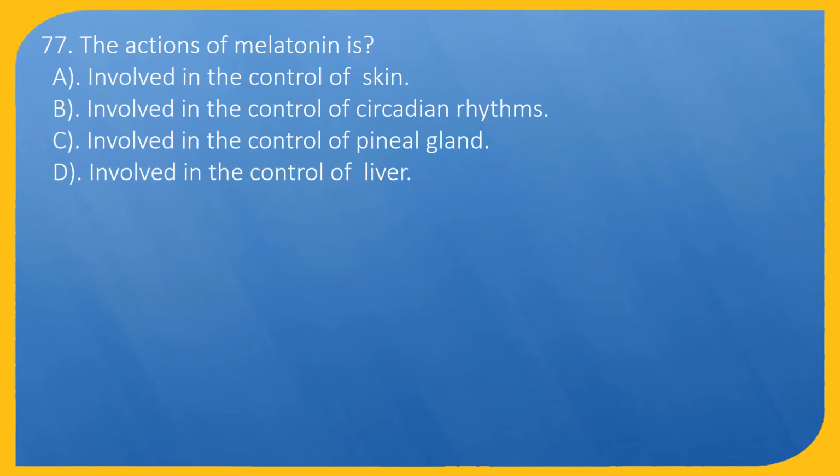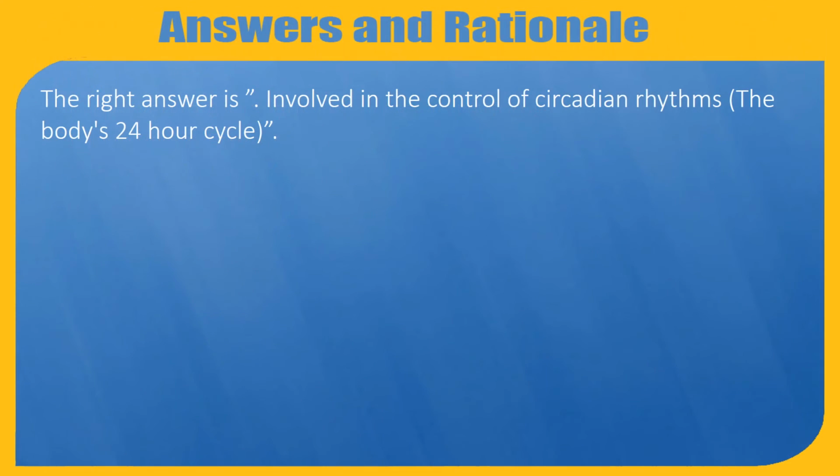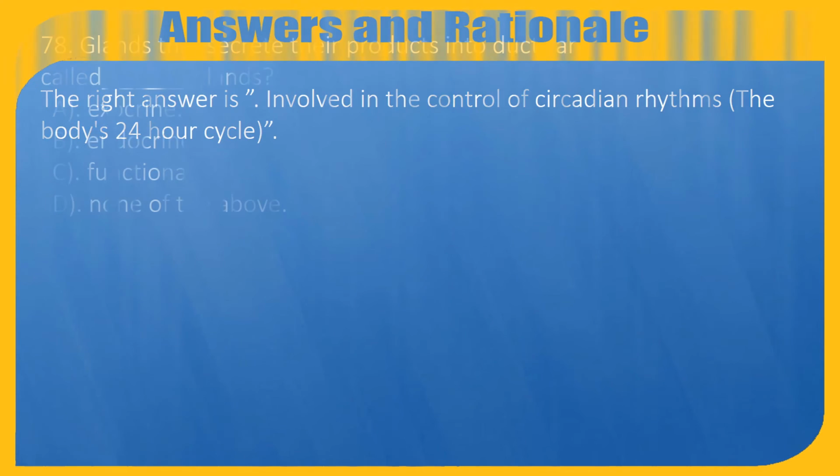Question 77. The actions of melatonin is A. Involved in the control of skin. B. Involved in the control of circadian rhythms. C. Involved in the control of pineal gland. D. Involved in the control of liver. The right answer is involved in the control of circadian rhythms, the body's 24-hour cycle.